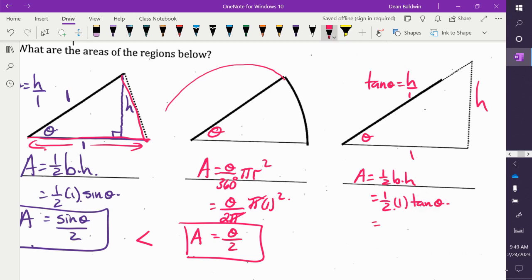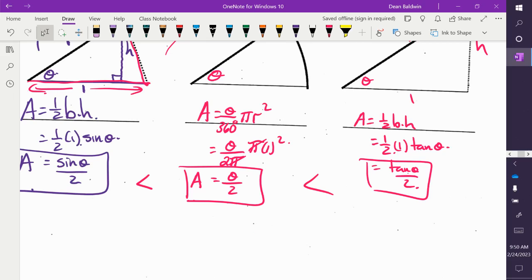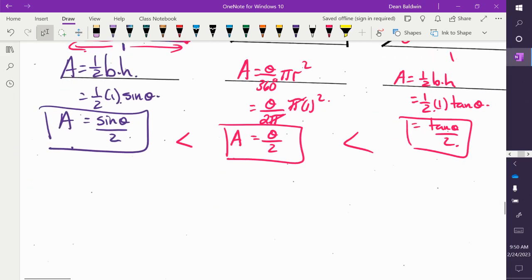So we get tan theta over 2. Okay. Is that bigger or smaller than the other two? It's bigger. It's the biggest one. So we can say that. So now we've got our ratio. I'm going to rewrite it right below. So we have sine theta over 2 is less than theta over 2 is less than tan theta over 2. Okay.